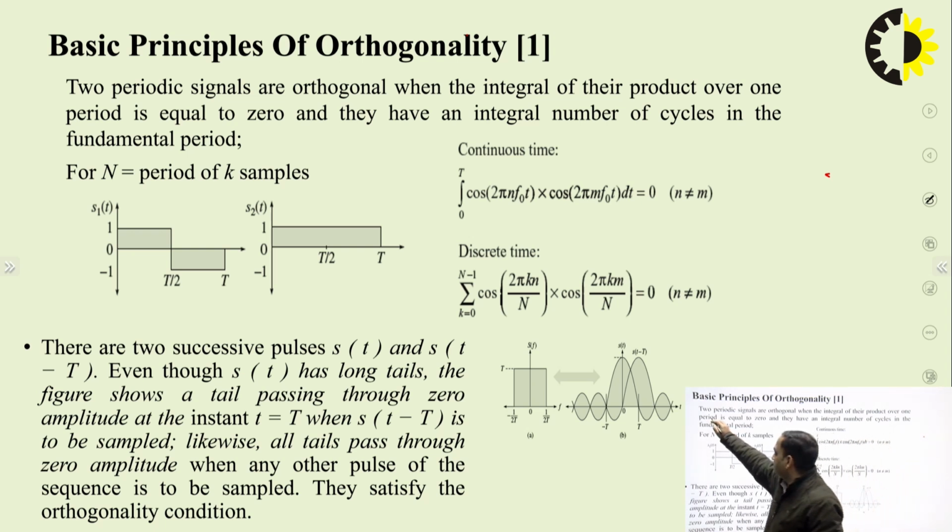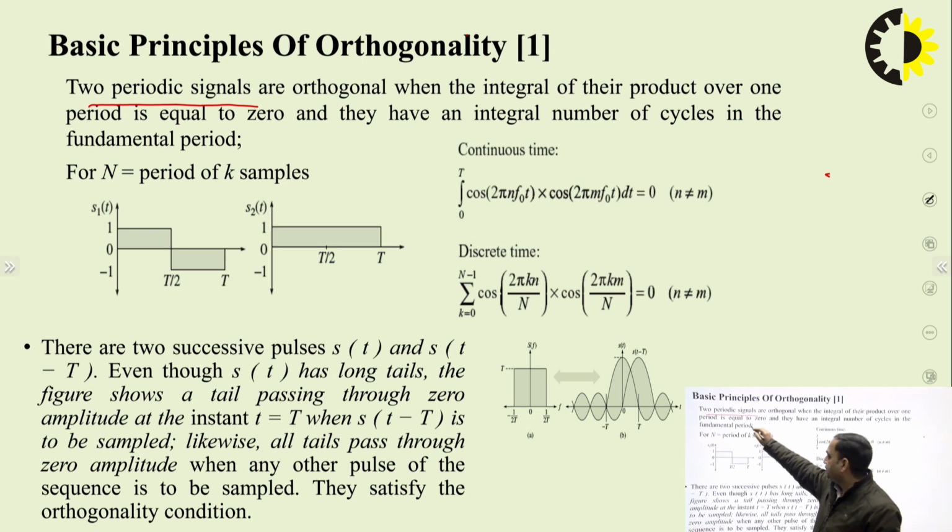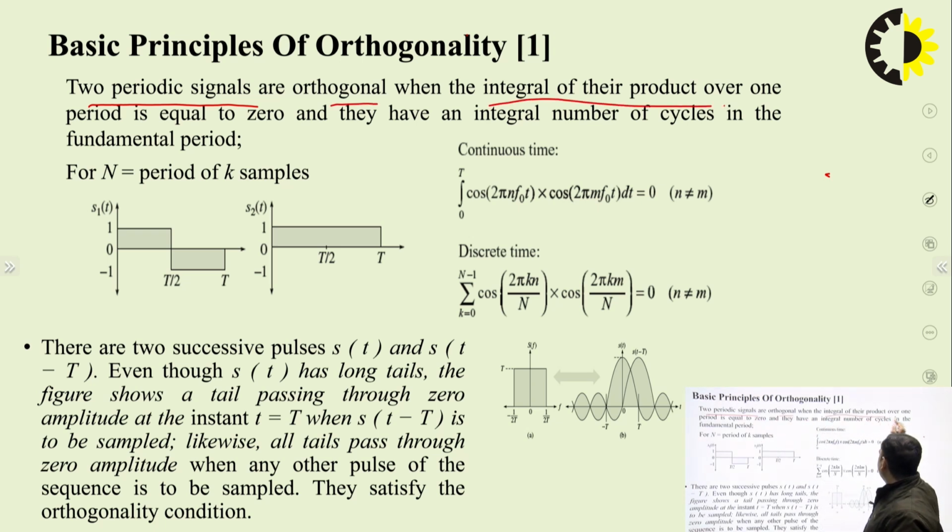First, two periodic signals are orthogonal when the integral of their product over a period equals 0, right? Here we have two continuous-time signals with frequency f0, the nth and the mth signal. When we take one time period from 0 to T, the product integral must be 0. This is the continuous-time case. For a discrete-time signal we use a different notation, and when we multiply these two signals the result must also be 0. These are the conditions which follow orthogonality.